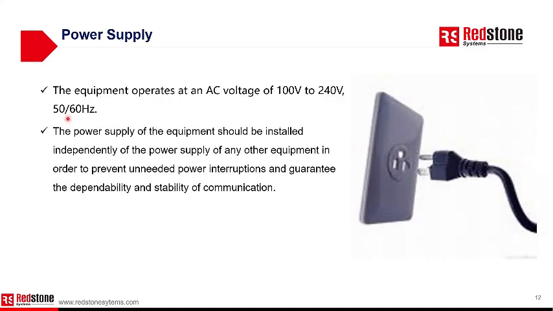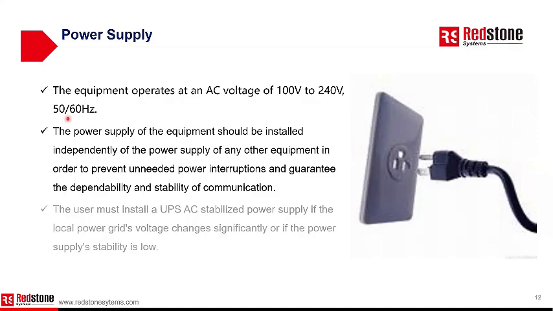The power supply requirement is that it operates within 100 to 240 volts with a frequency of 50 to 60 hertz. The power supply of the equipment should be installed independently of any other equipment. This is to prevent power interruptions. And of course, you must install a UPS, a stabilized power supply. This is to prevent any power instability from the power grid.